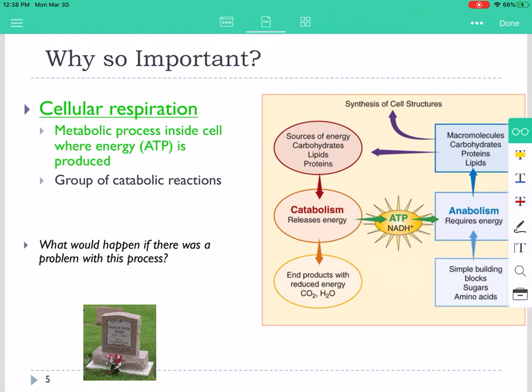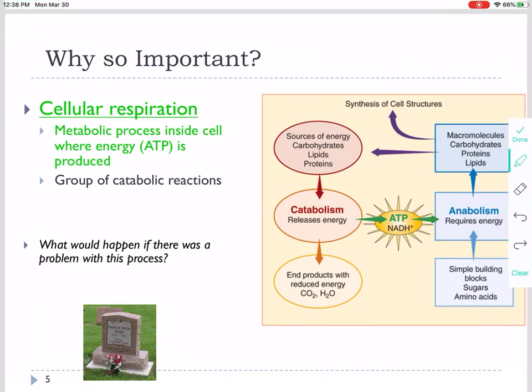Why do we care so much about this? Well, even though metabolism refers to all the chemical reactions, we're going to be focusing most on, you guessed it, cellular respiration. So even though metabolism refers to all the chemical reactions, we're going to be focusing on the process whereby cells convert glucose into ATP. The process where cells convert glucose into ATP is called cellular respiration.